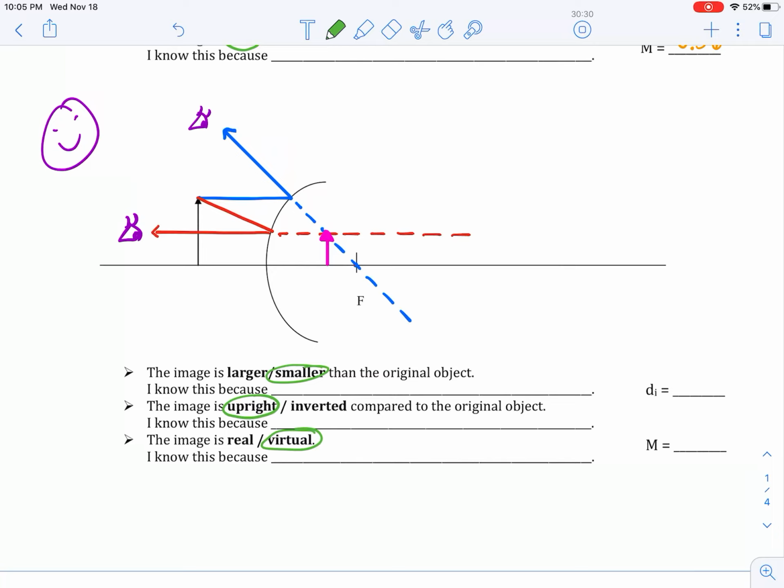The image is real or virtual. This is a virtual image. I know this because I had to extend my light using dotted lines in order to create a point of intersection. The light did not physically meet up on its own. If so, my straight line arrows would have met up somewhere. Okay? That's how we identify real or virtual.